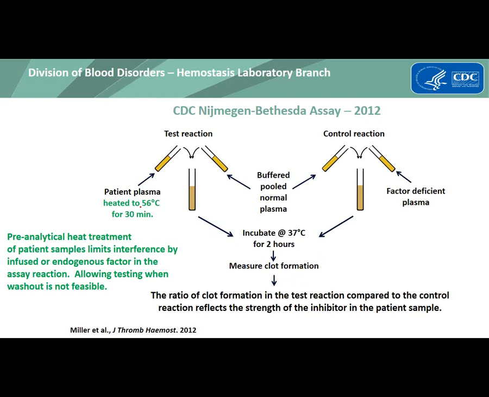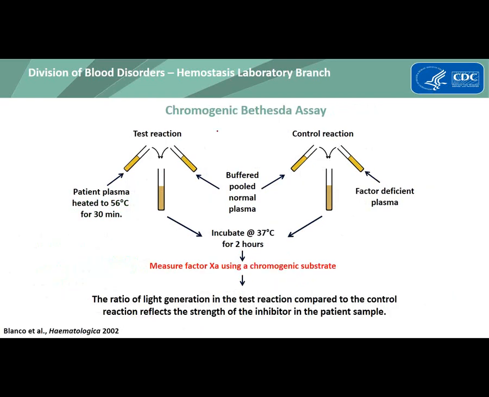And then finally, I wanted to describe the Nijmegen-Bethesda assay, and this is the last functional assay that I'll talk about. And this is again based on the same general structure as all the other functional assays. But the difference is that in this case, instead of measuring clot formation, at the end of the day, you're looking at factor 10A generation using a chromogenic substrate. And so in this case, the ratio of light generation, or more specifically color change, in the test reaction compared to the control reaction reflects the strength of the inhibitor in the patient sample if it's present.